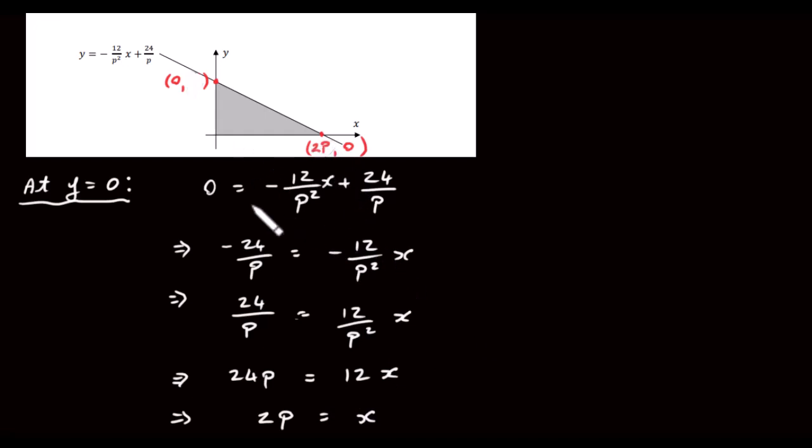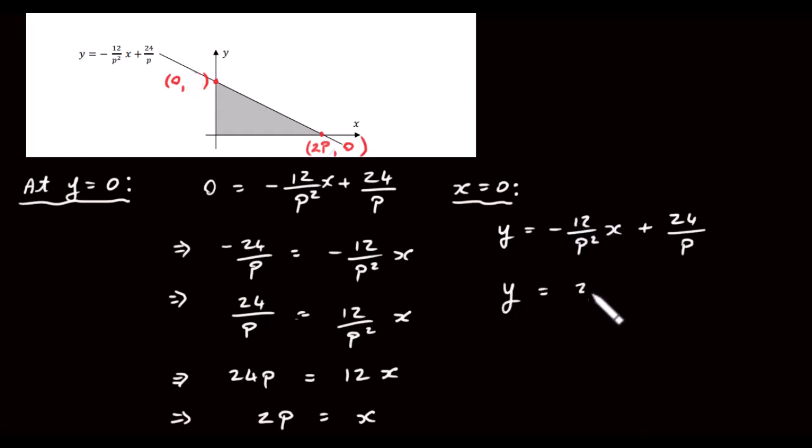So I know my base now. So now let's work out the height of the triangle. To do that, we need x is equal to 0. So let's do that. Our formula is y is equal to minus 12 over p squared x plus 24 over p. So we want x to be 0, so put 0 in here. That'll get rid of all of this here. We just end up with y is equal to 24 over p. So this value here, the height of our triangle, is 24 over p.